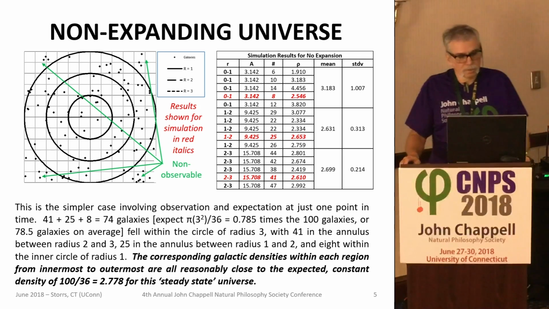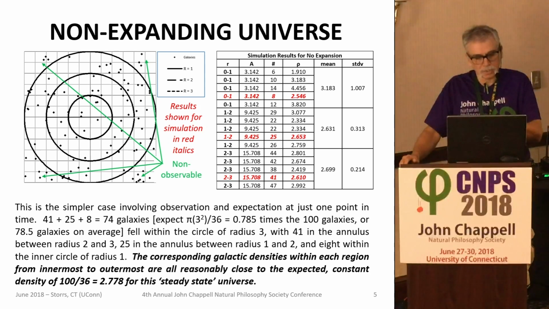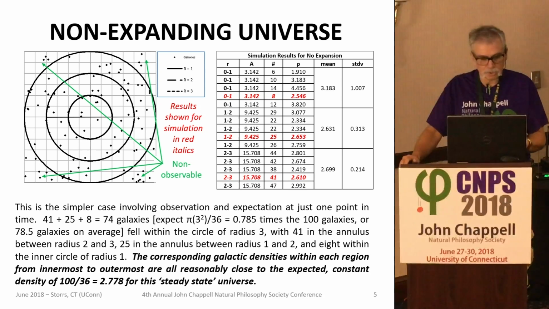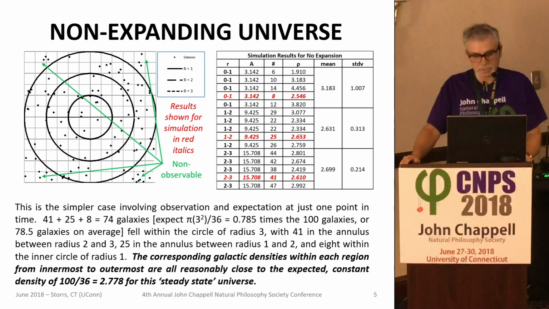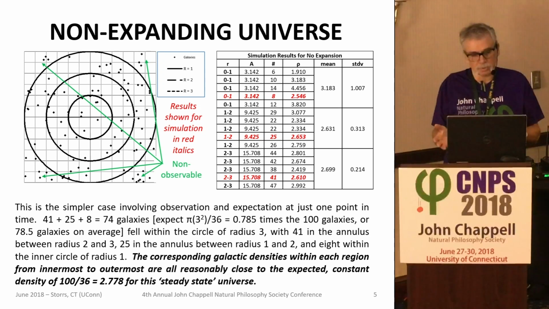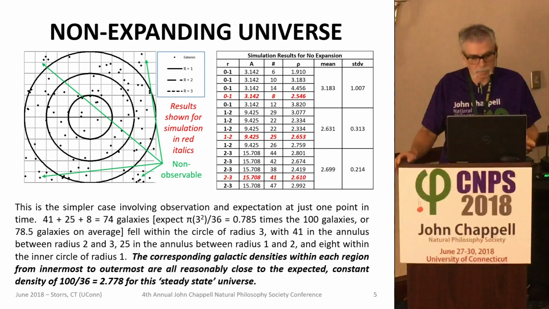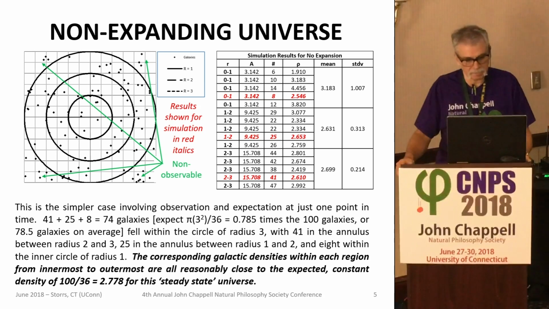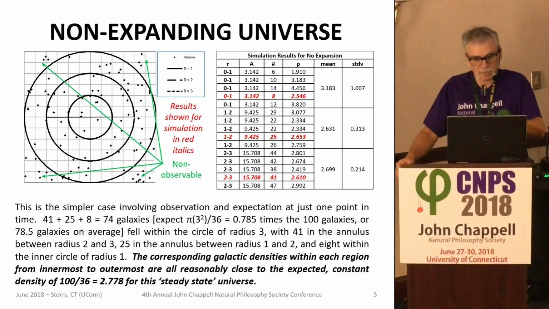It turned out that a total of 41 in the 3rd ring plus 25 in the 2nd ring plus 8 in the 1st ring, or a total of 74 galaxies fell into the observable universe, which are the 3 rings. The expectation based on the area would have been 78.5 galaxies. Since this is a simulation, you don't get the exact same results, but it's pretty close, 74 to 78.5. There were 41 in the annular ring between radii 2 and 3, 25 between 1 and 2, and 8 within the innermost circle.